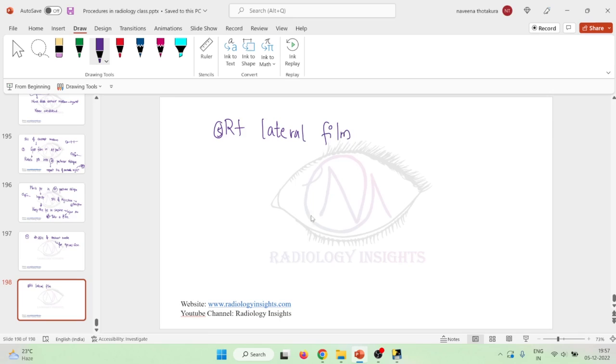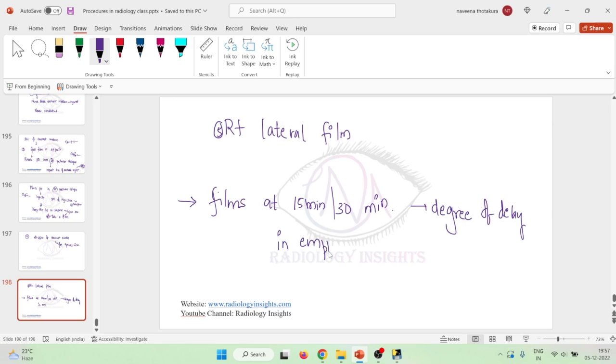Okay, next. If you want, you can also take films. Films are also taken at 15 minutes or 30 minutes interval if required, based on the degree of delay in emptying. In order to know the degree of delay in emptying, we can also take the films at 15 minutes and 30 minutes.